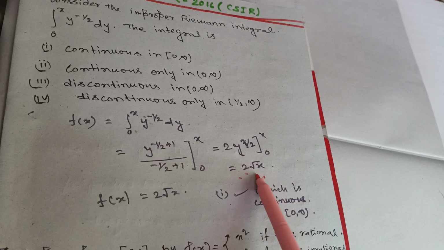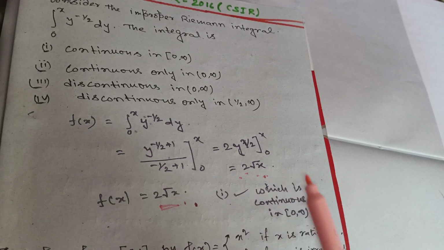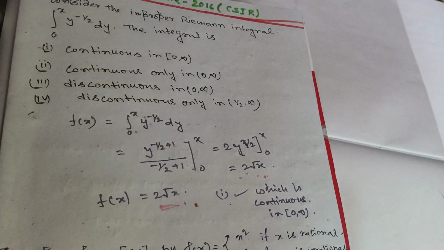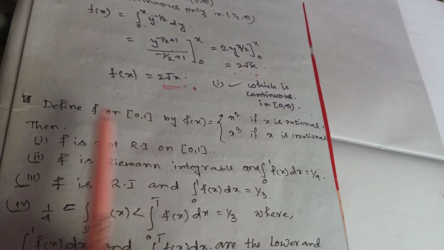So obviously, we see that this is 2√x, a continuous function on 0 to infinity. Which option exists? The first option exists, so the first option is correct. Now go to another question.